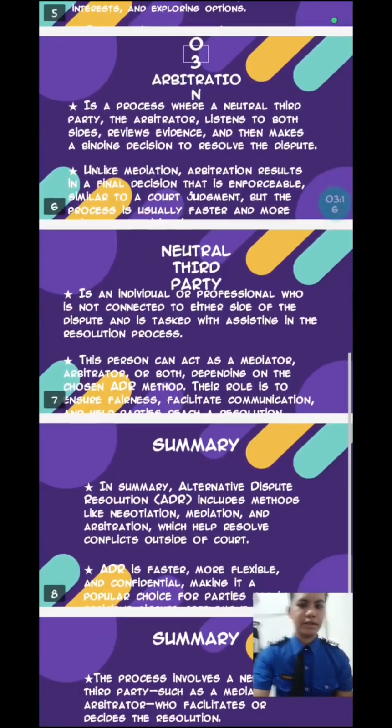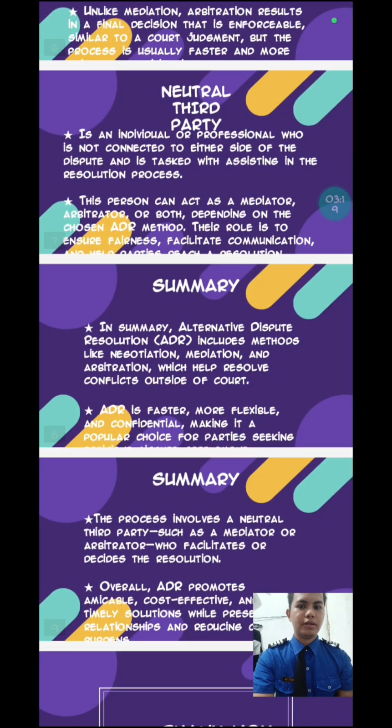So next is the neutral third party. It is an individual or professional who is not connected to either side of the dispute and is tasked with assisting in the resolution process. This person can act as a mediator, arbitrator, or both, depending on the chosen ADR method. Their role is to ensure fairness and facilitate communication.